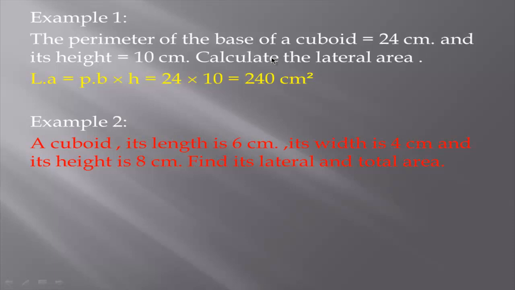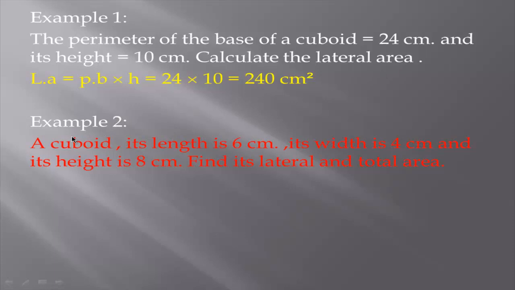So multiply 24 by 10, equal to 140 centimeters square, and this is the lateral area. Okay, ask yourself, why is it centimeters square? Because we talk about area, and area gives a square unit.